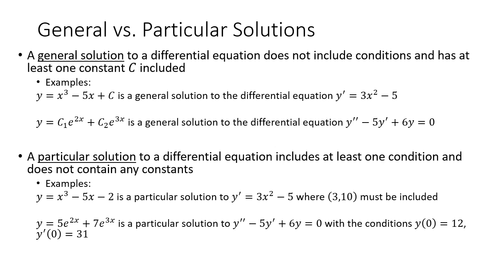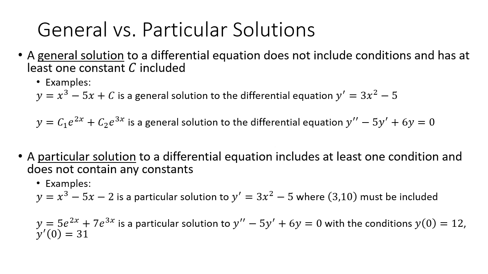Now, on the other hand, if we set additional conditions, we can come up with a single solution. The example that we had at the end of the previous slide, where we specified that the point 3, 10 must be included in our function, is an example of a particular solution. And the 3, 10 is an example of a condition. For a first order differential equation with one independent variable, we will typically only need one condition.